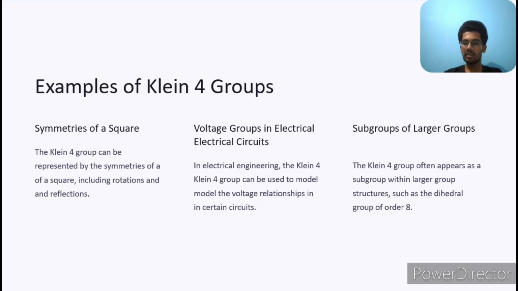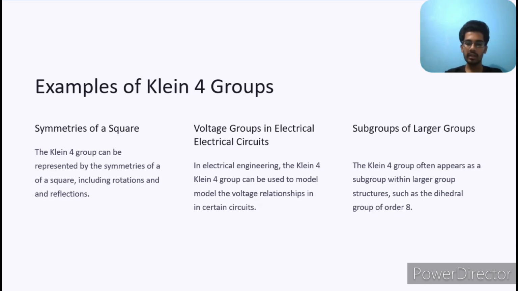These are the three main examples of the Klein 4 group. First one, symmetries of a square. The Klein 4 group can be represented by the symmetries of a square, including rotations and reflections.